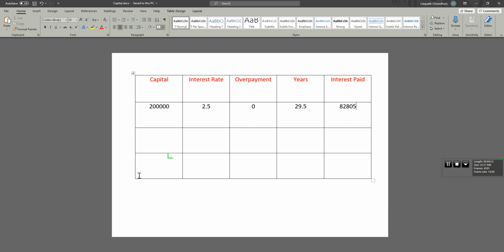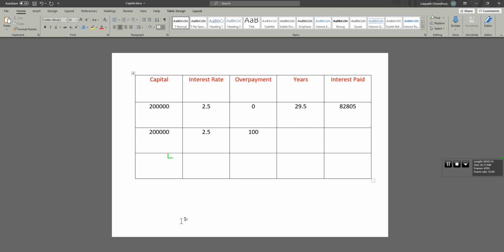So let me save this one. Let me go back to our calculator. Of course, I still have the same amount, and the interest rate is the same. Now let's say we want to make $100 extra each month. What happens now? That is what I was really interested to know, and that is what made me do these calculations.